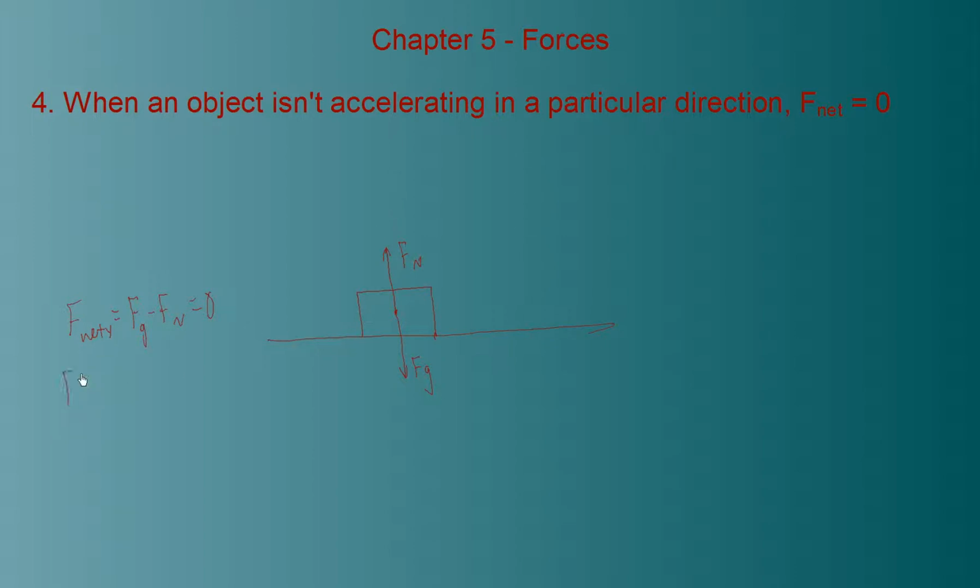And you could also say F net in the x direction is 0 if there are no forces, or let's say there's a force of tension here and an equal force of friction going back, Ft minus Ff equals 0. If those two forces are equal, then the net force is 0. There is no acceleration. It's basically stuck there. It's like a tug of war where the two teams are exactly the same strength.